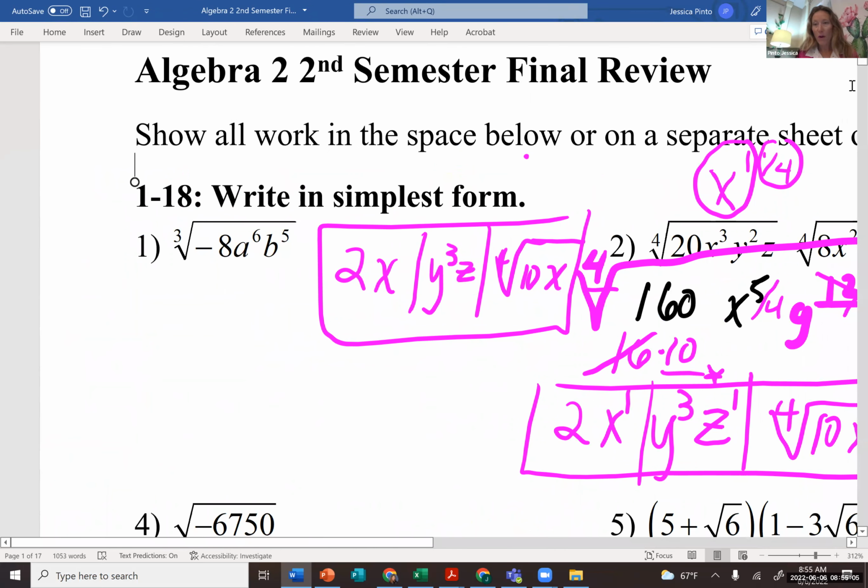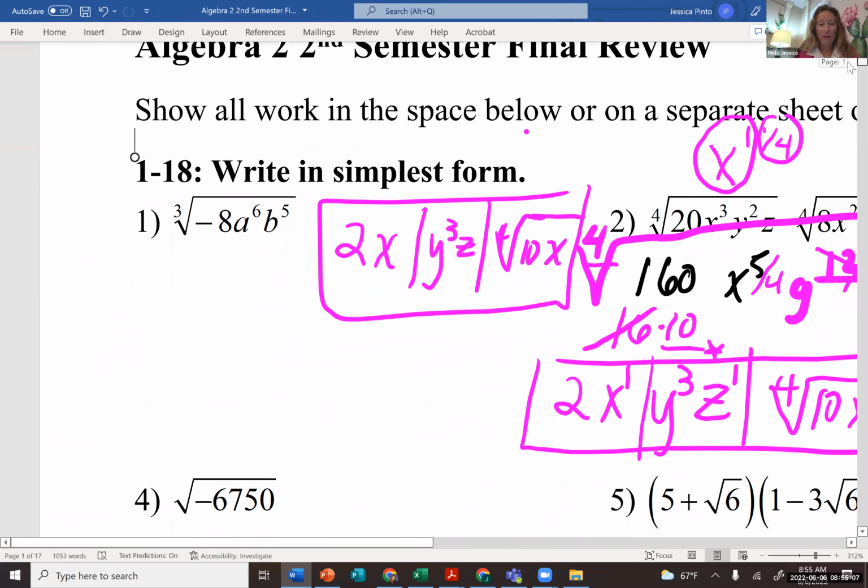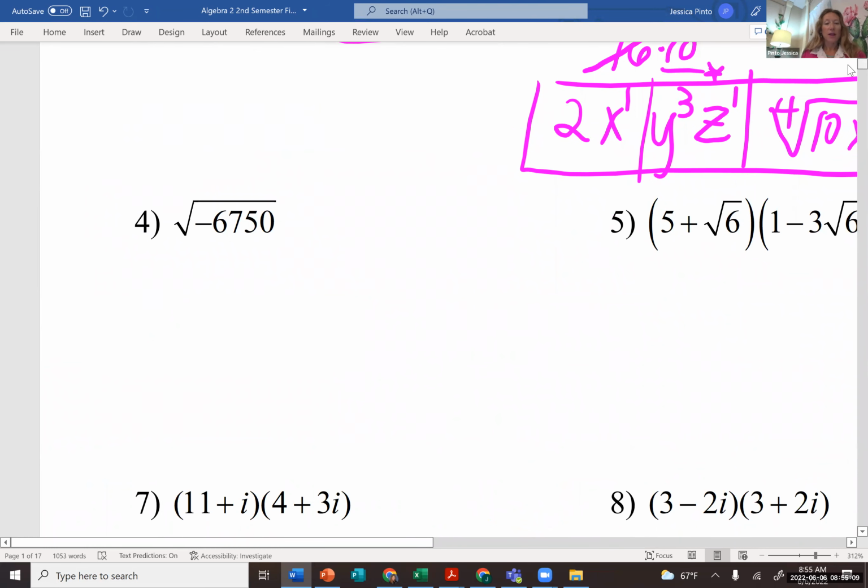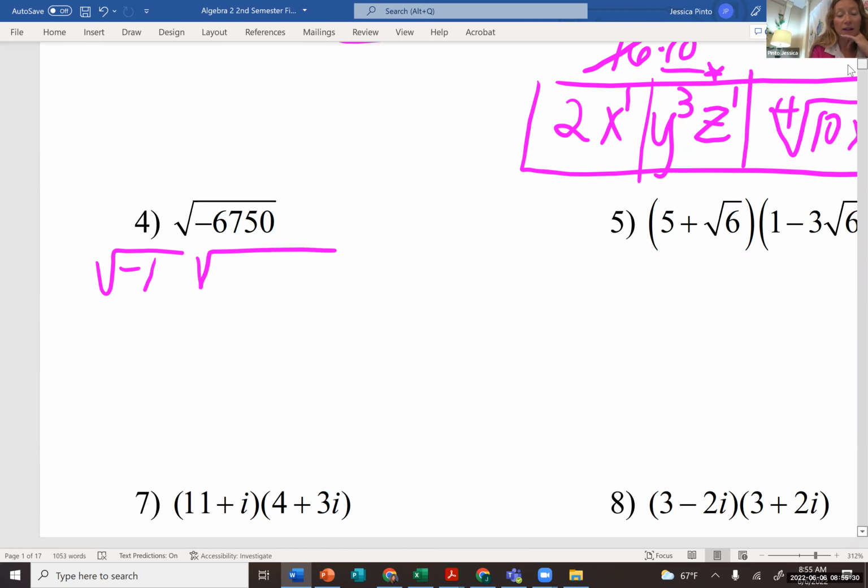So I'm seeing in number 4 that we have a negative. Ew. So I hate this. Whenever we have a negative inside the radical, that means that our answer will simplify to have the imaginary number in it. And I'm getting out my calculator because that's a big number. Obviously, I know it's divisible by 10, but I'm going to start by simplifying the -1. And then I'll simplify that 6750. And I want to factor that.